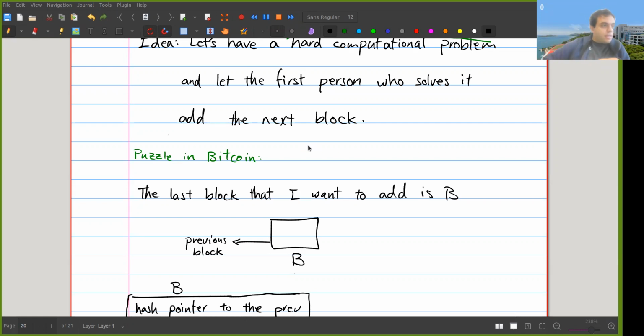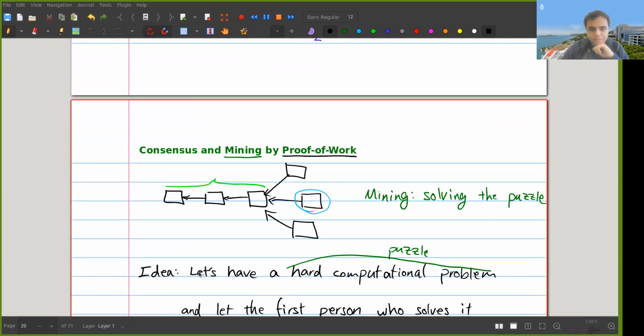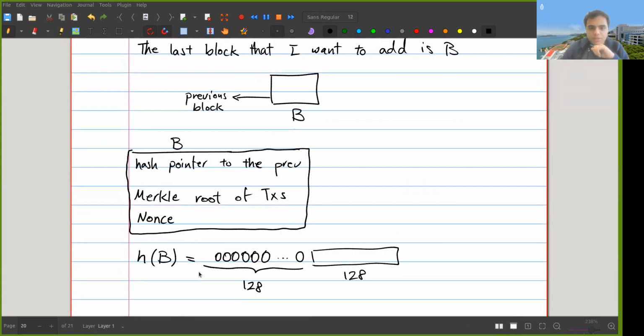Now, let me go back and fill in some of the details here. So one of the details is, how do we set this number? Like, how do we say how small should the hash be? And the answer to that is that different currencies have different ways of doing this.